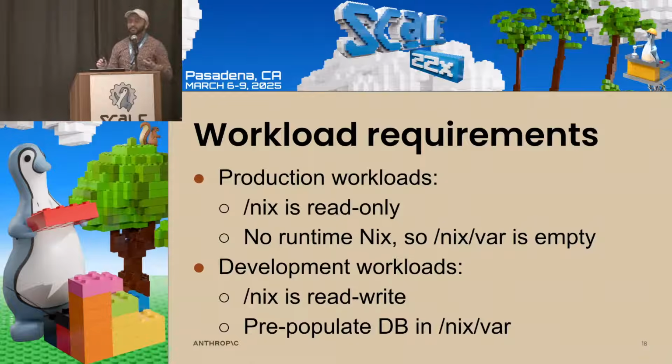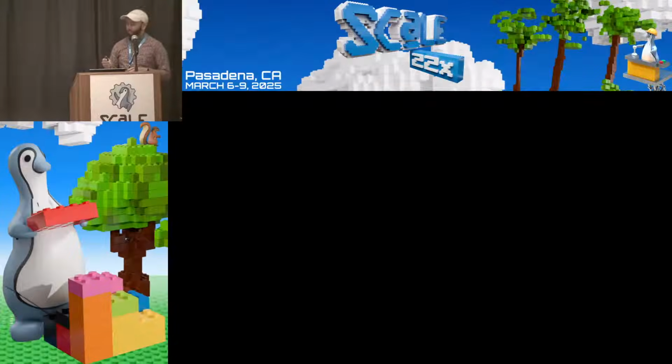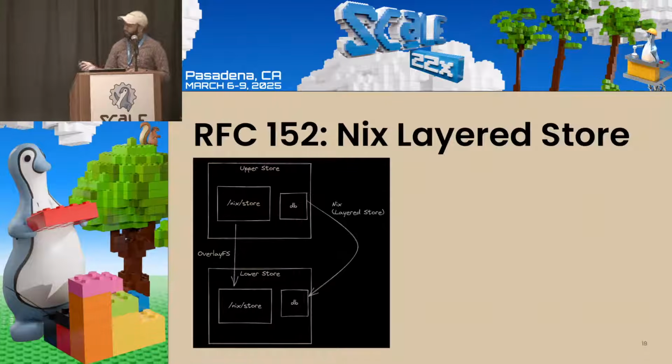So with that understanding that we need to be able to support runtime Nix, let's talk about some of the solutions that we looked at before we went our own way. First one is RFC 152. This is a thing called the Nix layered store.